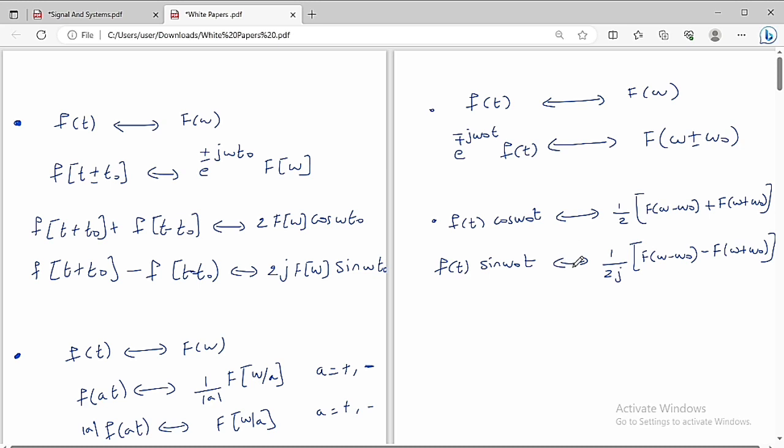So this is the modulation principle. Even if you forget it, you can easily get it: cos omega naught t is e to the power of i omega naught t plus e to the power of minus i omega naught t, by 2. If you apply the Fourier transform, you are going to get this result with the help of this basic formula. Similarly, sin omega naught t is nothing but e to the power of i omega naught t minus e to the power of minus i omega naught t, by 2j. Then multiply and apply this property, and you are going to get this value. So these things you always have to keep in mind.